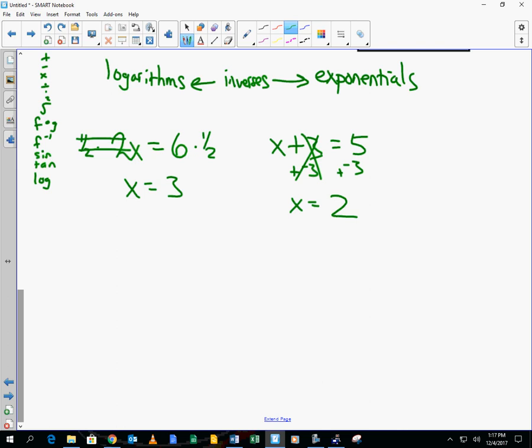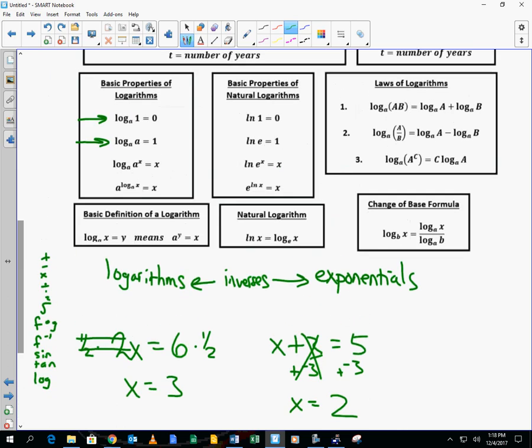But logarithms are a totally different scenario. Here's what it means for them to be inverses. Log base a of a to the x: log base a and a go away, leaving you with just x equals x. See that? If the bases match up, they cancel. Kind of like a to the log base a of x, those go away, leaving you with just x.